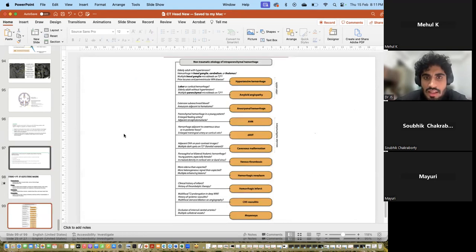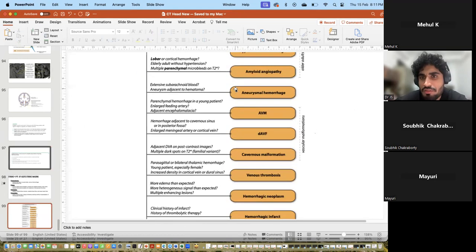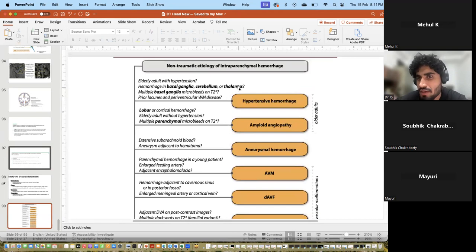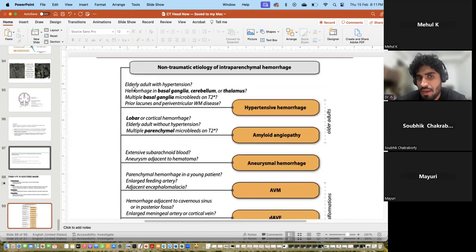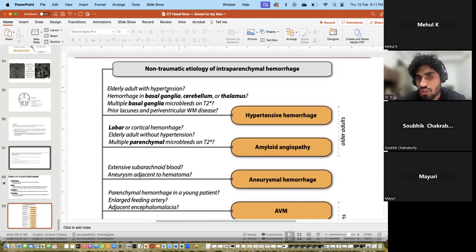Okay, then other than that, the non-trauma part of intraparenchymal bleed. If the patient is an elderly adult with hypertension with hemorrhage in the basal ganglia, cerebellum or thalamus, these are the structures that are usually prone to hypertensive bleeds. Also multiple basal ganglia microbleeds on T2 of MRI, and prior lacunes and periventricular disease. In these patients we should suspect a hypertensive bleed.